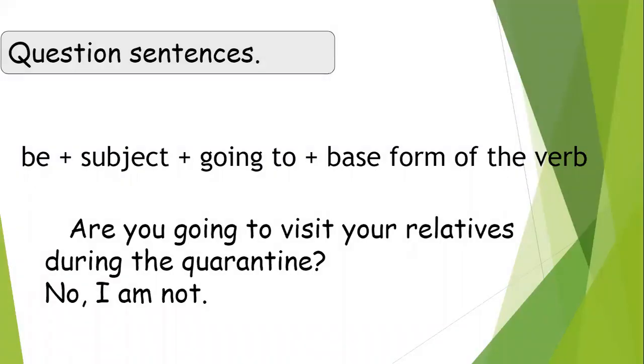In order to make question sentences, we use the verb be in front of the subject, and then we use going to with the base form of the verb. For example, are you going to visit your relatives during the quarantine? No, I'm not.